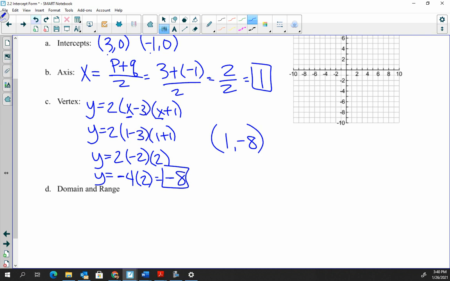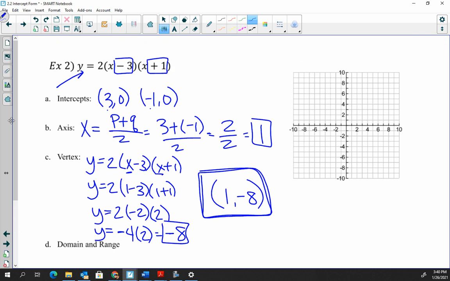There's my vertex. Okay? All right, so to graph this, remember, we have everything we need. We've got two x-intercepts and a vertex. Let's graph all those things. 3, 0, negative 1, 0, and my vertex is at 1, negative 8. So I'm over at 1 and down at negative 8, right there.